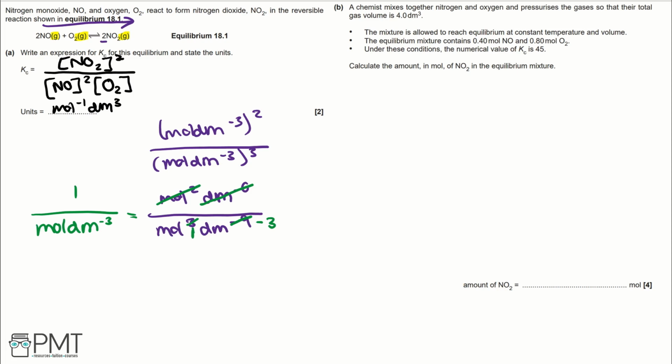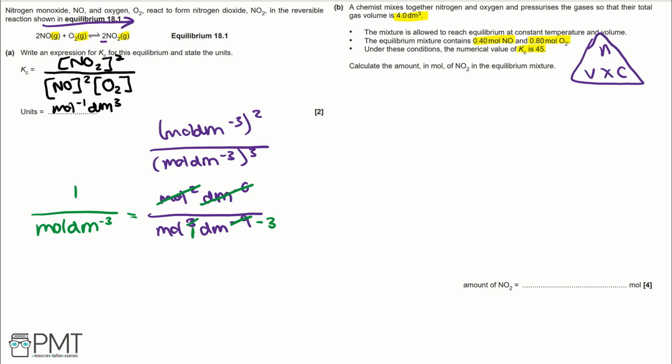Firstly, let's highlight the key pieces of information in Part B. That the total gas volume is 4 decimeters cubed, and then the number of moles of nitrogen monoxide, oxygen, and the value of Kc. Because we're given the number of moles and the volume, we can use the equation triangle n, V times C in order to work out concentration, which is what Kc is expressed in terms of.